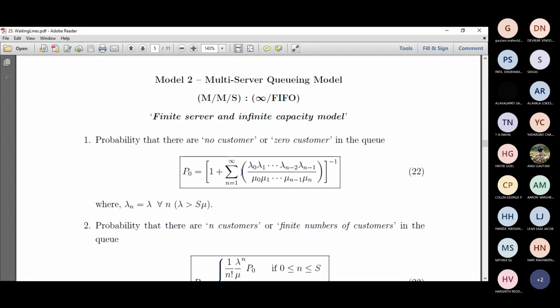Now the multi-server model, with S servers, which has finite servers and infinite capacity. This is model number 2. This is also equally important. So the probability that there are no customers, or zero customers, in the queue is given by a formula.